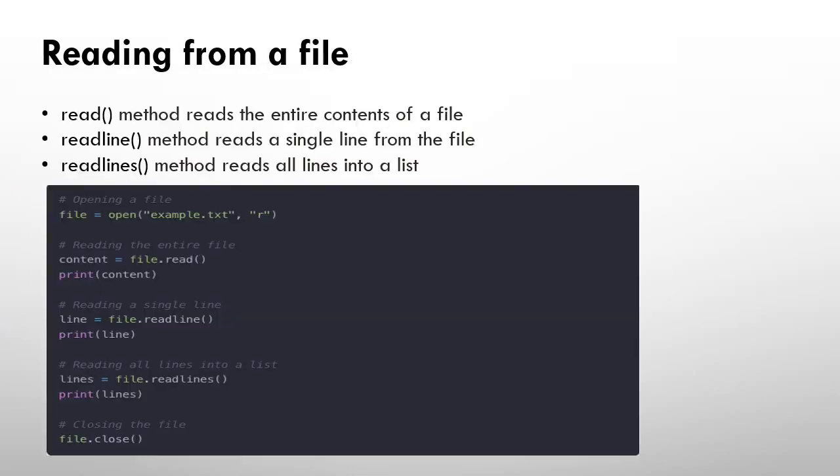Reading from a file. The read method reads the entire contents of a file. The readLine method reads a single line from the file, whereas the readLines method reads all the lines into a list. So in this example, first we are opening a file by using the open function. After that, in the content variable, we are reading the entire file. Here in the line variable, we are using the readLine method to read a single line from the file example. Similarly, here in the lines variable, using the readLines function, we are reading all the lines of this file. And this is how we can close a file in Python.